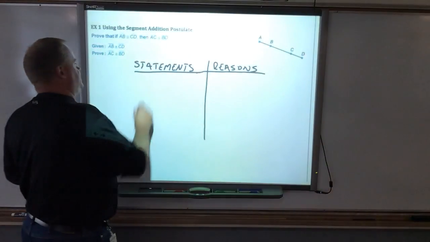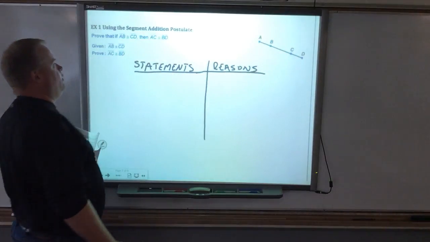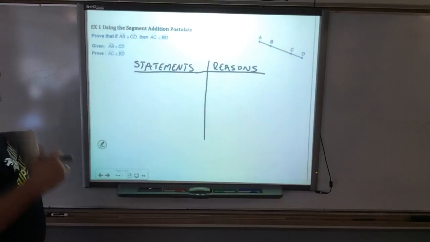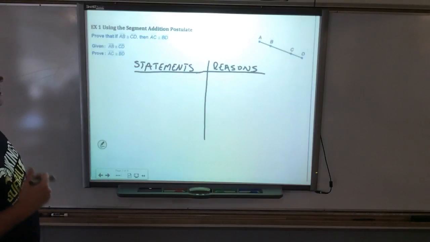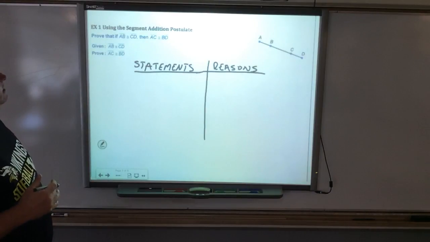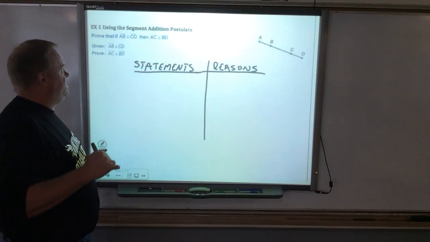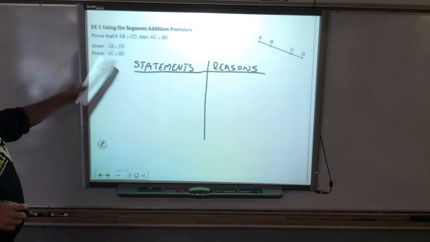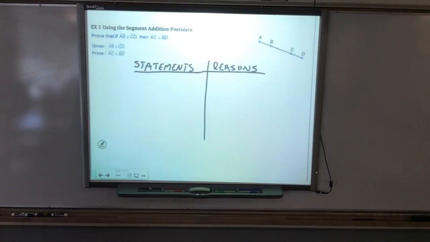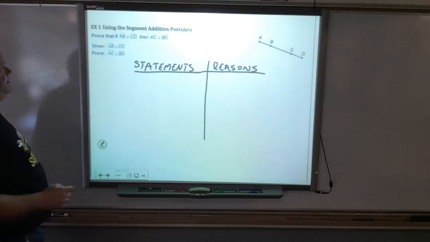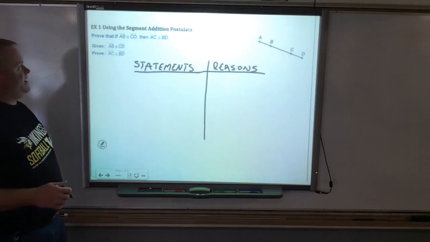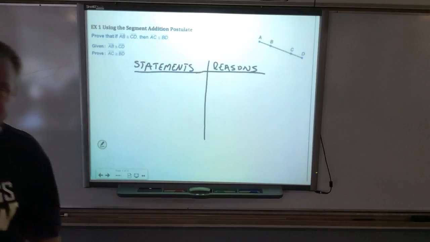Okay, now let's take a look at what it's asking us. It says prove that if line segment AB is congruent to line segment CD, then line segment AC is congruent to BD. Okay, I've also given it to you in the given and prove part where it says given line segment AB is congruent to line segment CD, and I want to prove line segment AC is congruent to BD.